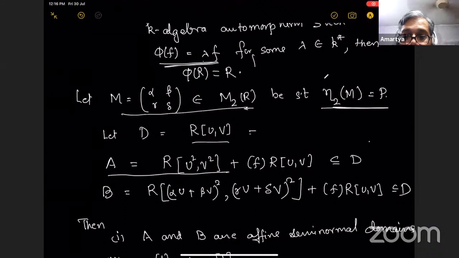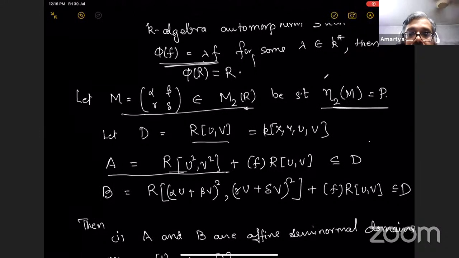So D is K[x,y][U,V]. And inside this ring, I am considering two subrings: A, which is R[U², V²], and B, the subring generated under this map by (αU + βV)² and (γU + δV)². So these are the two subrings.